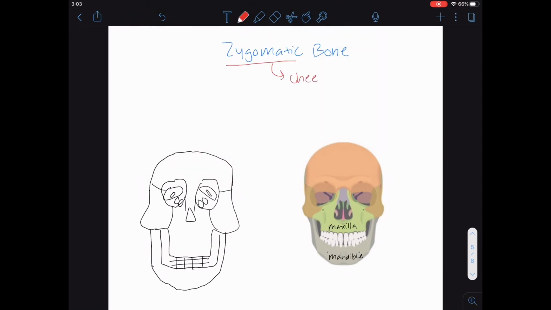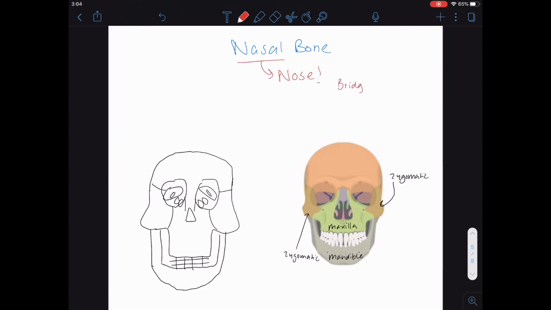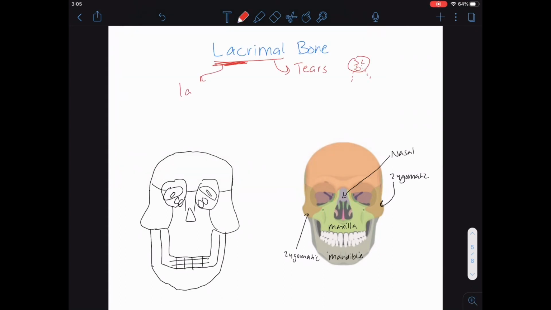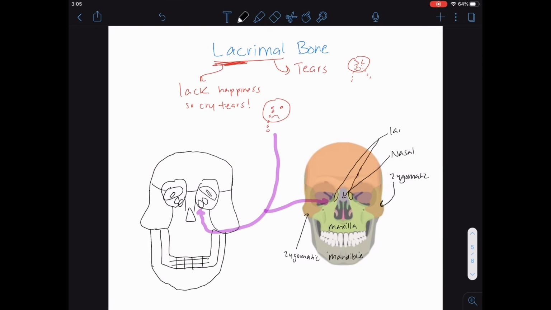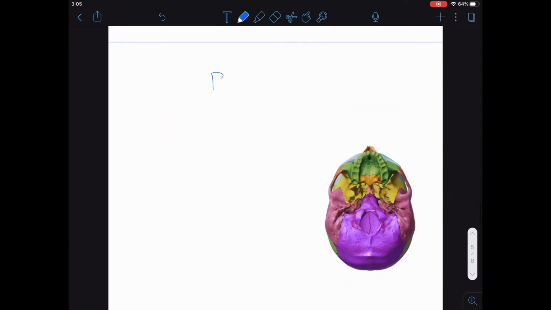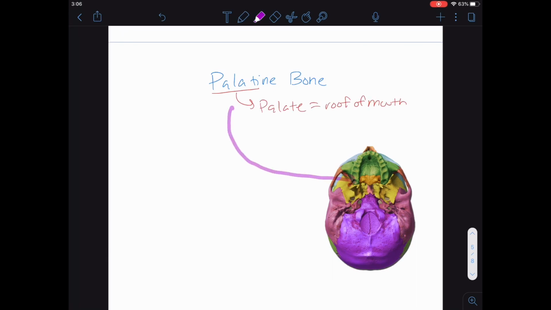Then zygomatic means cheekbone, so you know it will be at your cheeks. Nasal means nose, so you know it will be your nose bridge. Lacrimal means tears, so you can know it's where your tears drop from, medial to your eyes or orbits. You can also think lacrimal sounds like lack, so when you lack happiness, you cry tears. Then palatine bone. Palatine comes from palate, so you know it will be at the back of your palate, the roof of your mouth.